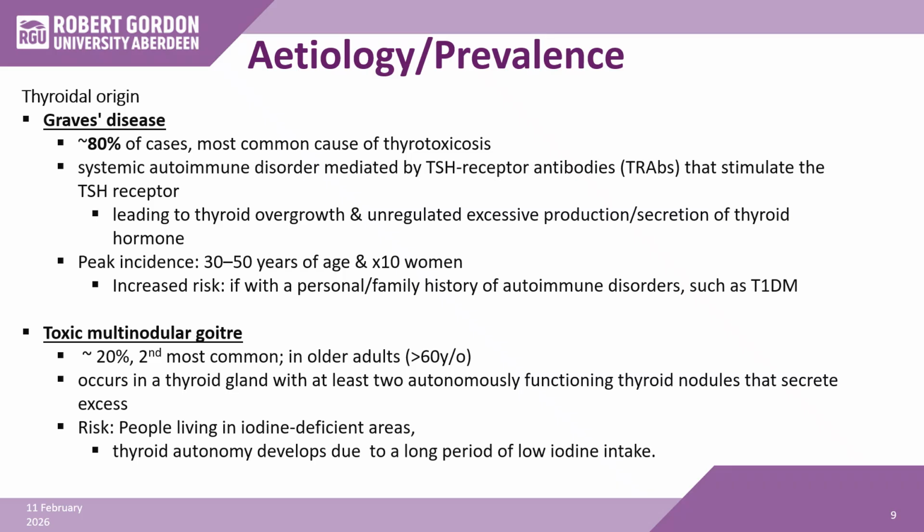We also have toxic multinodular goiter, which is responsible for around 20% of cases, especially common in older adults in areas with historically low iodine intake. The nodules operate independently of normal feedback control, producing hormones even when thyroid stimulating hormone is low. Understanding the patterns helps us predict the likely cause based on age, region, and clinical presentation.